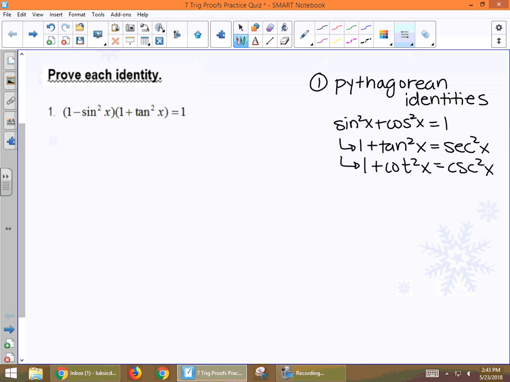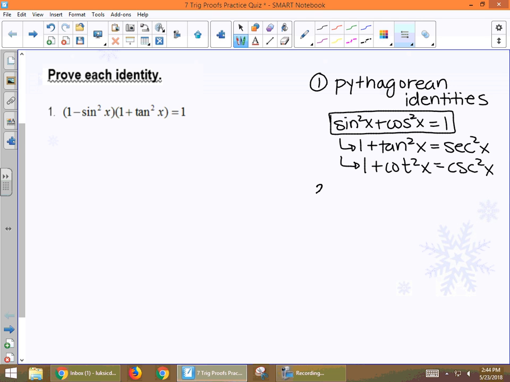If you don't have those memorized, you can always go back to sine squared plus cosine squared equals 1 and divide by sine squared, and that'll give you the 1 plus cotangent squared equals cosecant squared. Divide by cosine squared, and that'll give you the 1 plus tangent squared equals secant squared. So really, if you know this one, you know all of them, or you should be able to get all of them like we did the first day of notes.